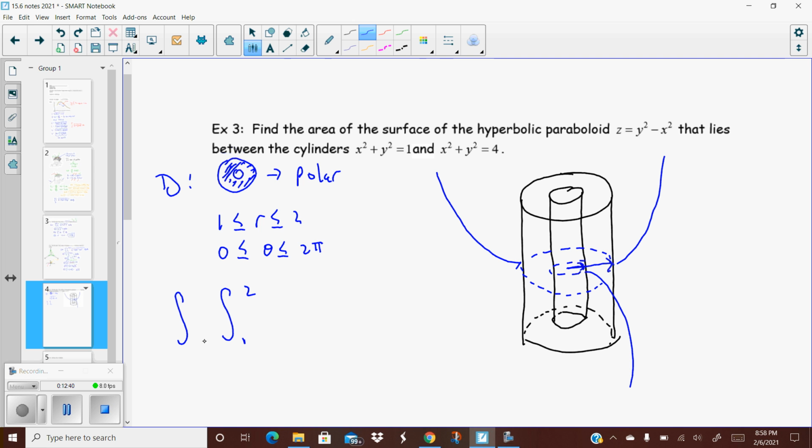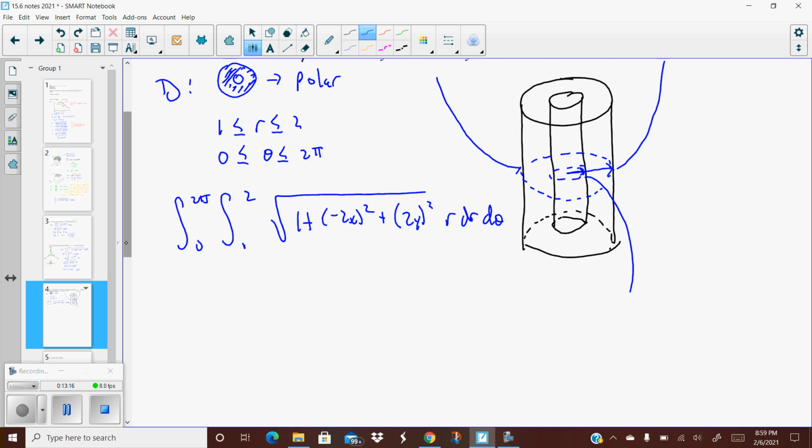r goes from 1 to 2, theta goes from 0 to 2 pi, of the square root of 1 plus the partial of our surface with respect to x, which is negative 2x, squared. The partial with respect to y is 2y, squared. Now we're doing this in polar, and remember, polar is r dr d theta. You have to have that extra r in there. So let's go ahead and change this stuff to polar.